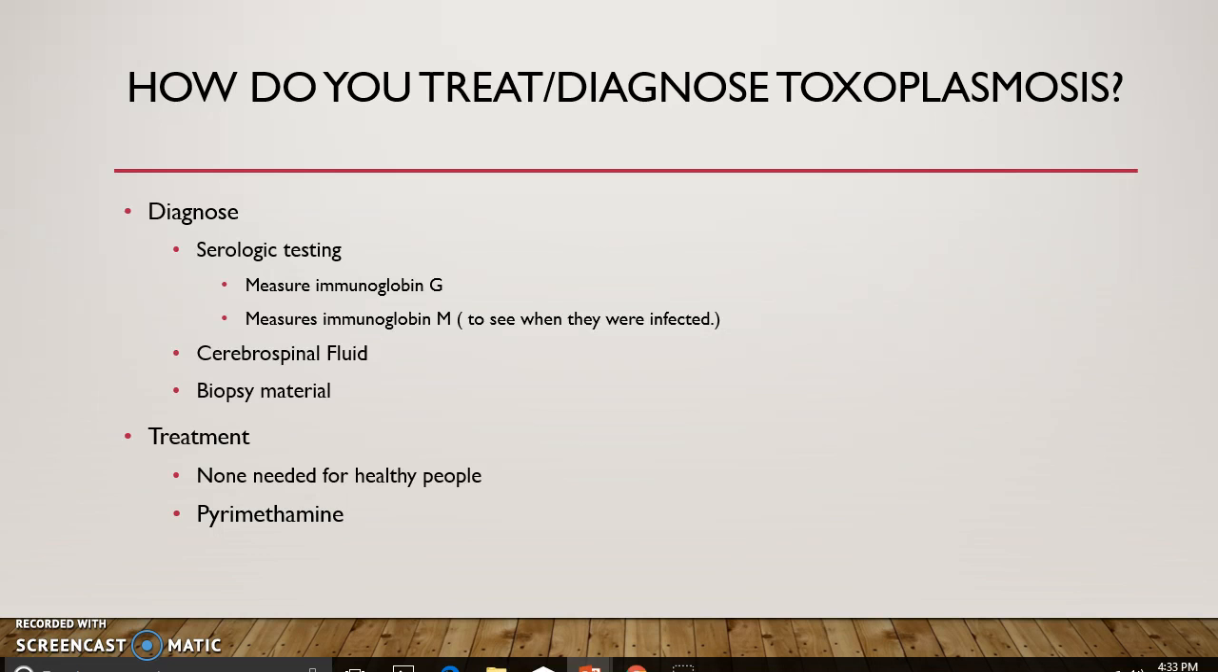You can also test it through cerebrospinal fluid or biopsy material. As for treatment, most of the time people aren't treated for it. Most of the time their immune system suppresses it and they just live with it. For pregnant women or for people who have weakened immune systems, they use pyrimethamine.